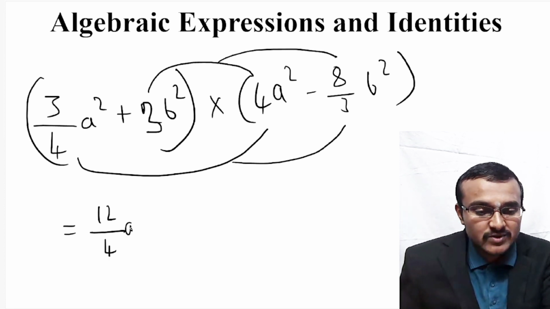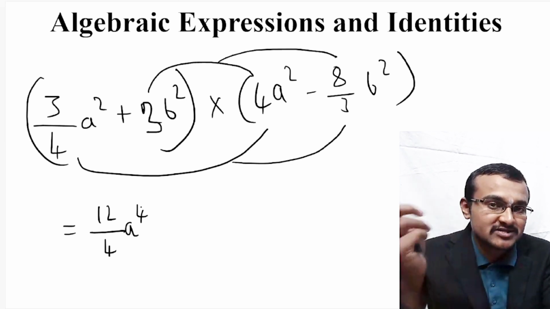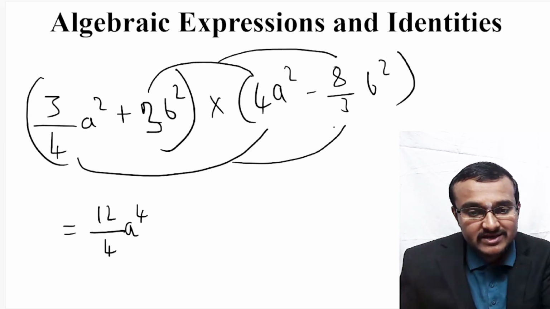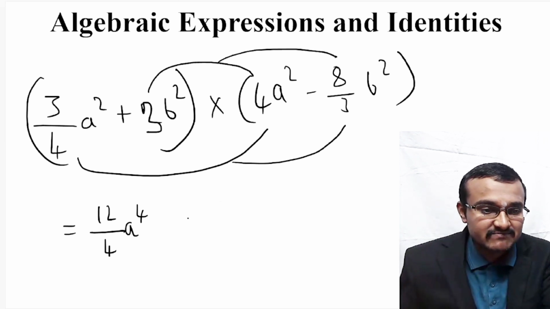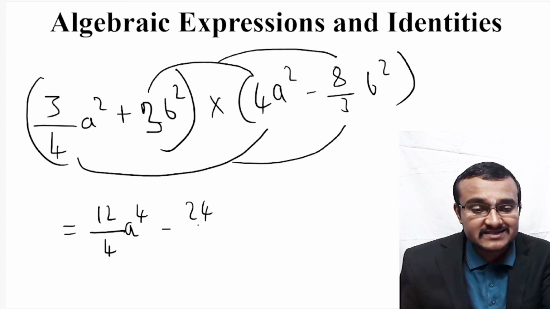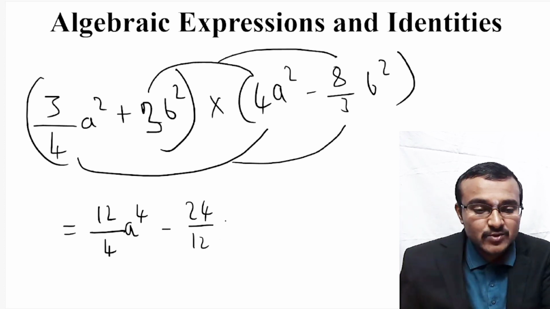So a square into a square will be a power 4, because a square into a square will be a power 2 plus 2, that will be a power 4. So 3 by 4 a square into minus 8 by 3 b square: you can multiply numerator and numerator. So 3 into 8, 8 threes are 24. Minus is there, so minus 24. In the denominator 4 and 3 are there, so 4 threes are 12. So minus 24 by 12, a square into b square will be a square b square.